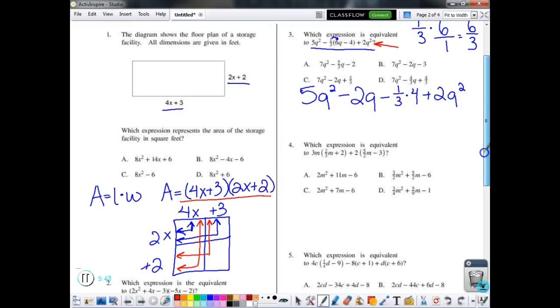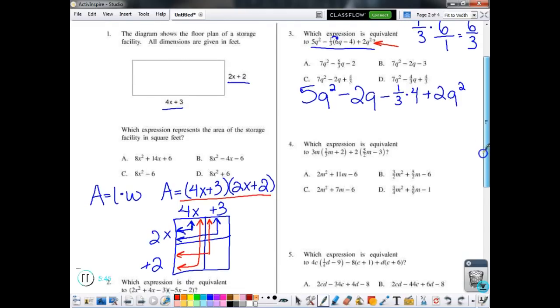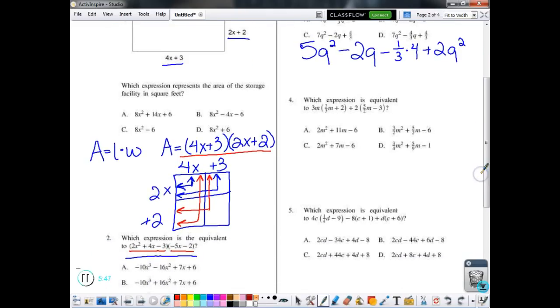So if you look at number 4, it's the same way, right? You have to distribute, and then you're going to combine your like terms.